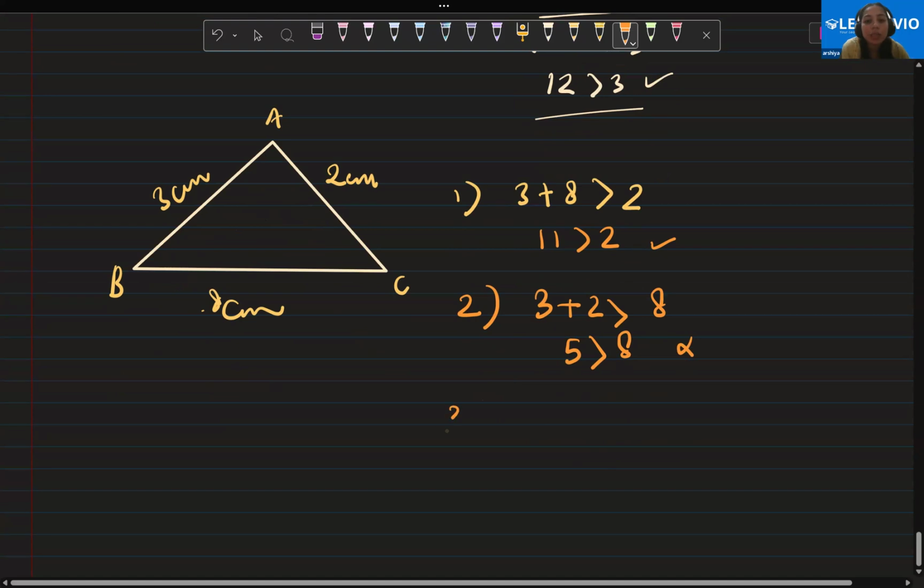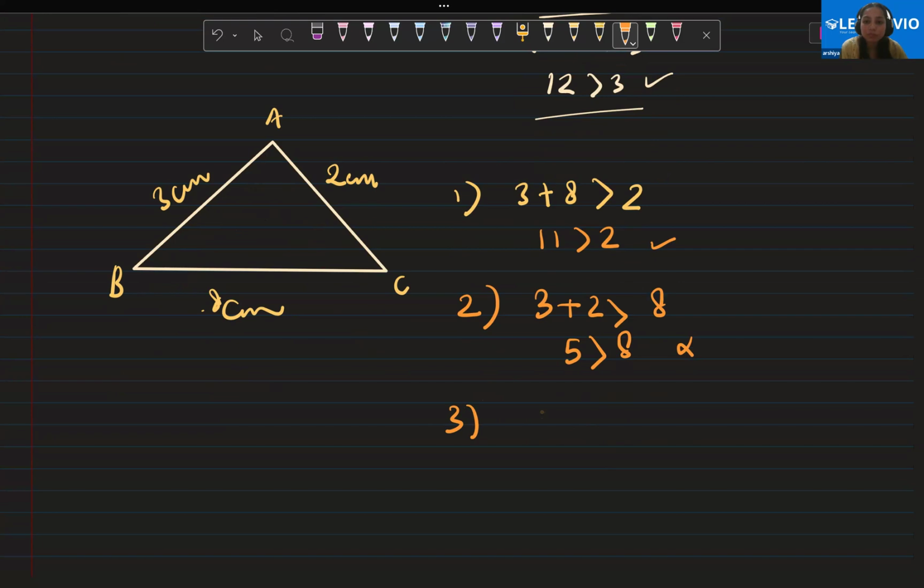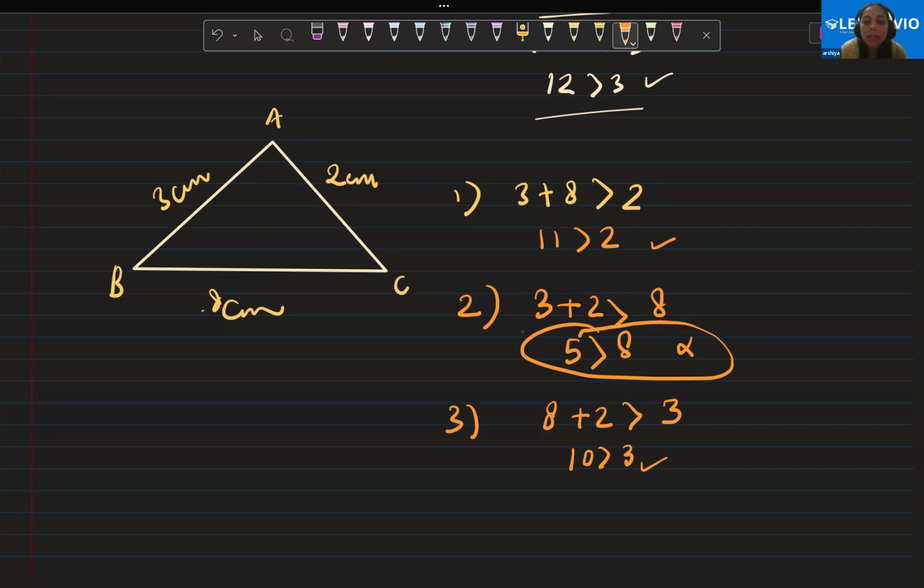Let's check the last one as well. What's the last one? 8 plus 2. Yes, so 8 plus 2 should be greater than 3. So 8 plus 2 is how much? 10. 10 is greater than 3. So this is correct. But this one is not correct. So that means this triangle is not possible.